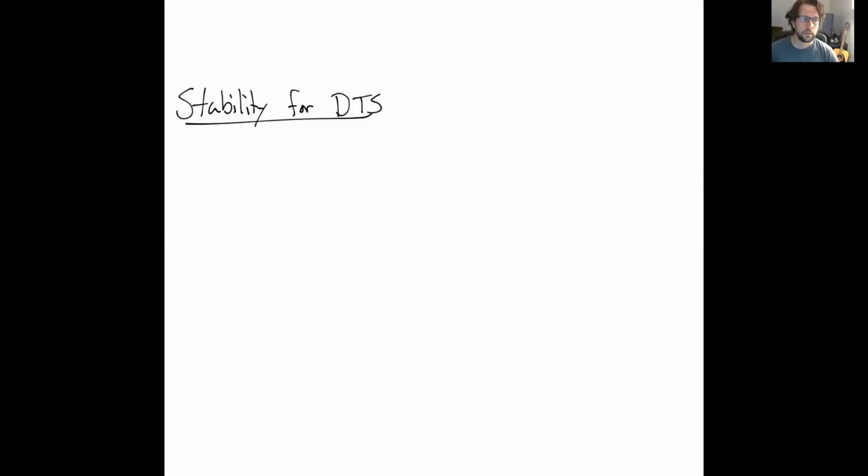Hey guys. So today we're going to talk about stability for discrete time systems. Just like with continuous time systems, stability for discrete time systems is pretty much the same thing as far as the definitions are concerned. So the definition for stability, if you remember what it is for continuous time systems, then you already have a leg up.